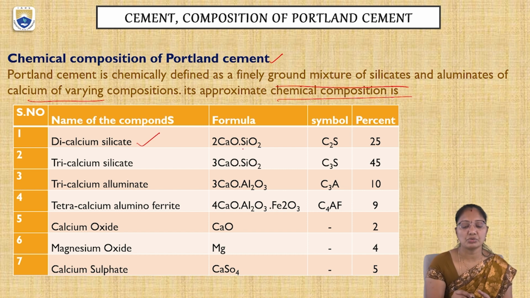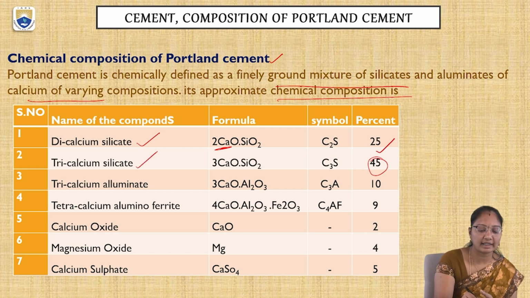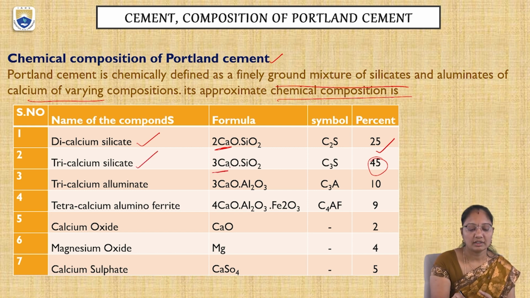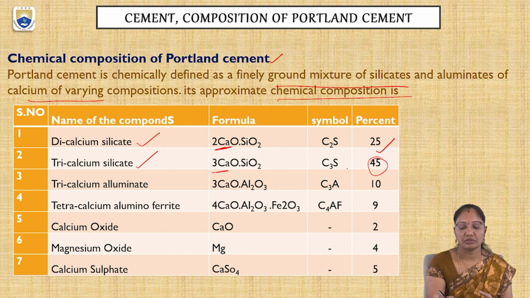So first is dicalcium silicate. The formula is 2CaO.SiO2. Here, dicalcium means 2 calcium, and silicate SiO2. This is around 25%. The major one, coming to the percentage, is 45%: tricalcium silicate. Tricalcium means 3 calcium oxide, with silicate. So tricalcium silicate is present at 45%, and the symbol for this is C3S.